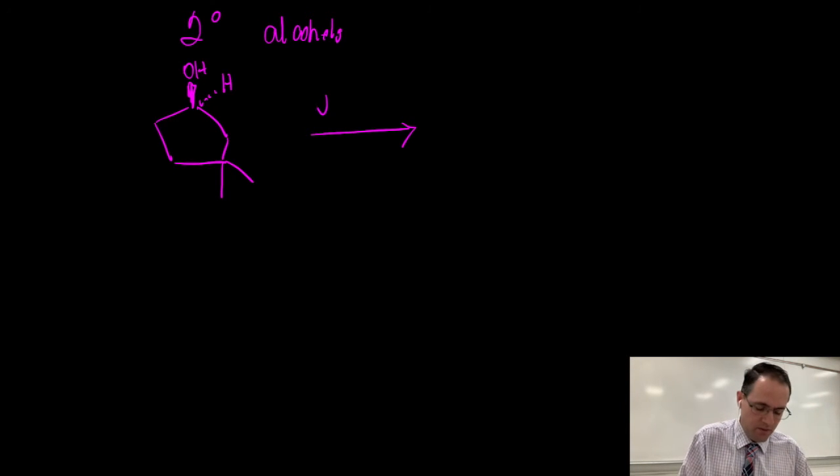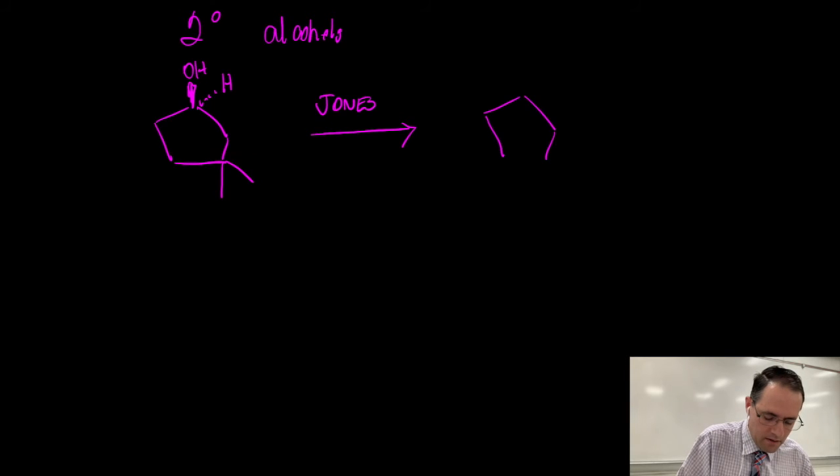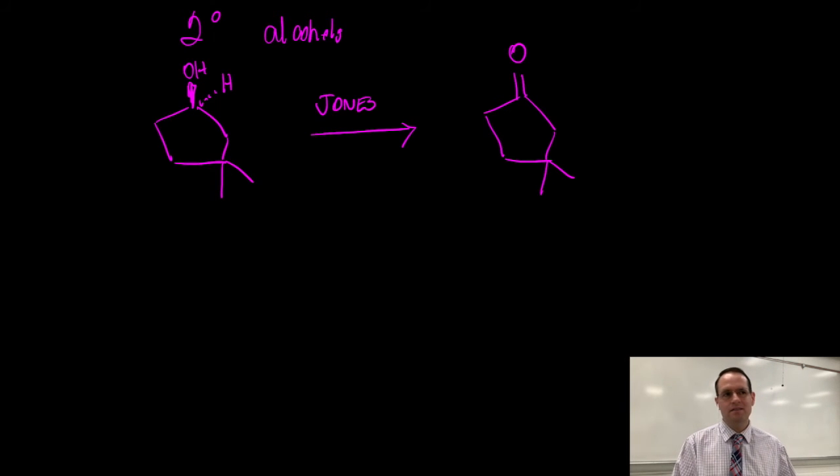Well, that's not a secondary alcohol. Now, if I treat this with Jones, that will oxidize that guy up to the ketone. Now, this ketone is not chiral. It's lost its stereogenic information when that carbon-oxygen bond gets converted to a carbon-oxygen pi bond, okay?